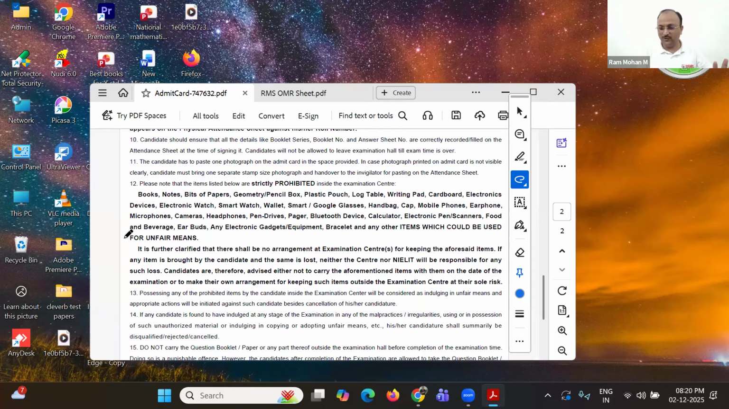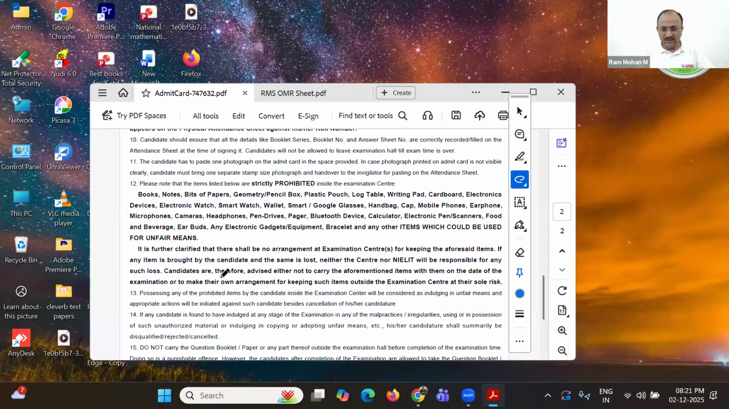They will take it at the door. They may eat it. Earbuds are not allowed. Any electronic gadget or equipment, bracelets are also not allowed, and any other items which could be used for unfair means. That means whatever can be used for copying is not allowed. Simple bangles for girls are okay, but bracelets are not allowed. Electronic gadgets and some bracelets are not allowed. Simple bangles or a simple ring is okay, but not someone wearing four or five sets of bangles. Don't do that.